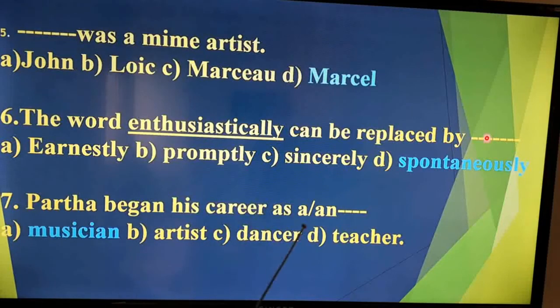Partho began his career as a or an what? Can you remember? He started his career as a musician, artist, dancer, teacher. He started his career as a musician. All right. So that was it.